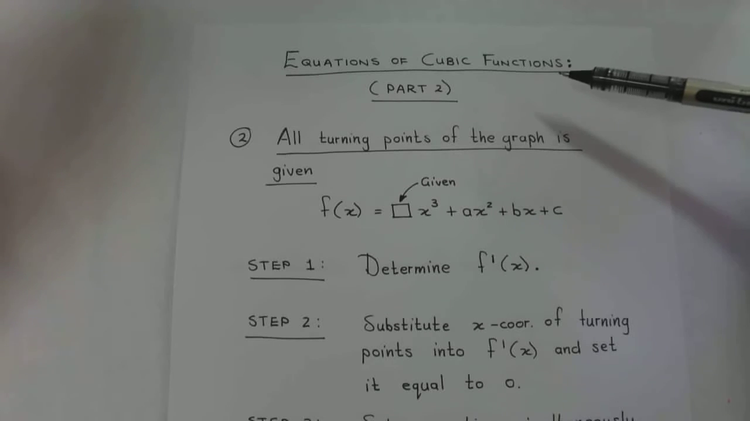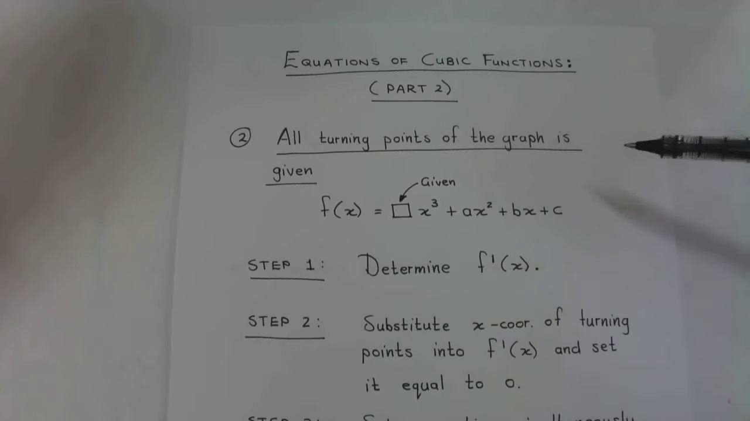So as I said, I will call the previous video equations of cubic functions part 1. This is equations of cubic functions part 2. Now it follows on the previous one where it said, what is given? That's always the first question you have to ask. You have to ask yourself, what is the information that they've given you?